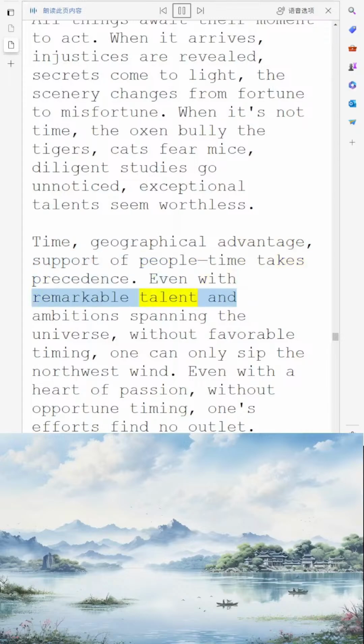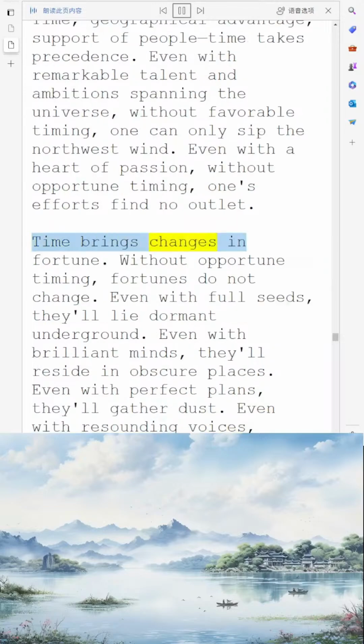Even with remarkable talent and ambitions spanning the universe, without favorable timing, one can only sip the northwest wind. Even with a heart of passion, without opportune timing, one's efforts find no outlet. Time brings changes in fortune. Without opportune timing, fortunes do not change.